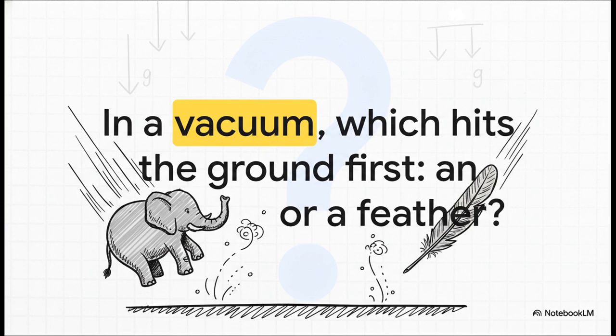I'll leave you with one final question to think about. It's a classic physics question. Imagine a place with no air, a vacuum. If you drop an elephant and a feather from the same height, which one will hit the ground first? Just think back to our discussion about free fall and the formula for g. If you know the answer to this, you have truly understood this chapter.